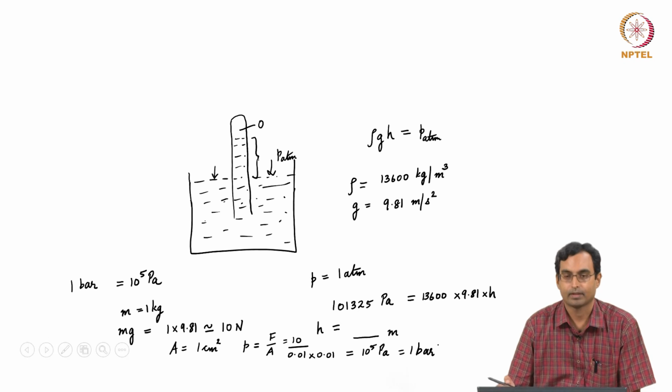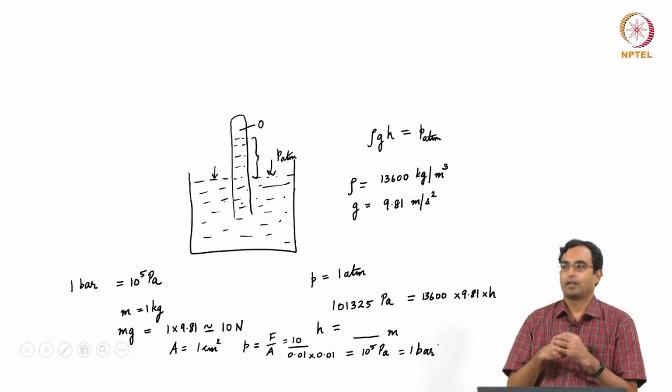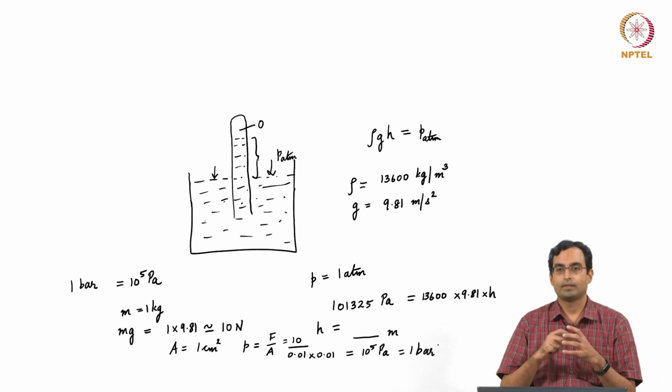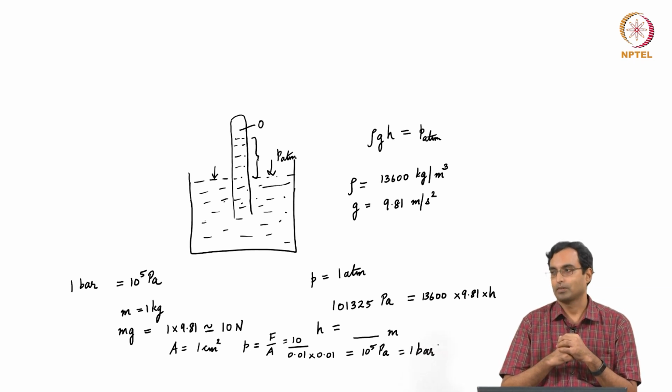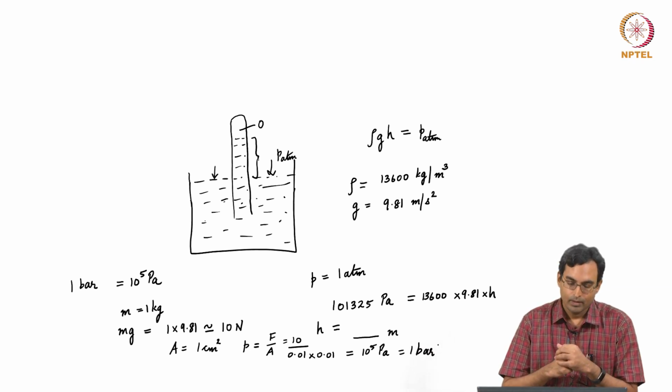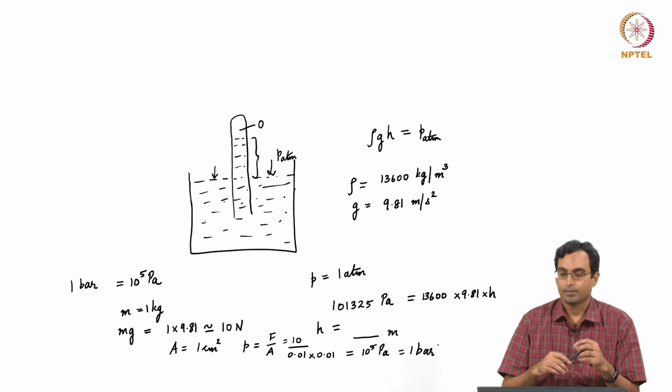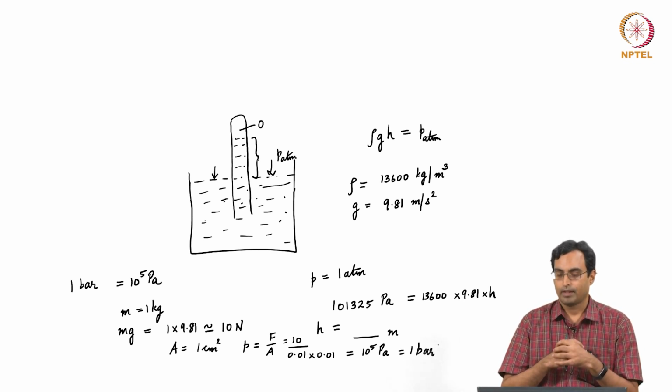So, what we see is that if you have an object which has a mass of 1 kg and occupies a space of 1 centimeter square, that gives you a pressure of about 1 bar. So, which is not all that much when you think about it. So, we are going to stop at this point. What we will do in the next lecture is to go on to work.